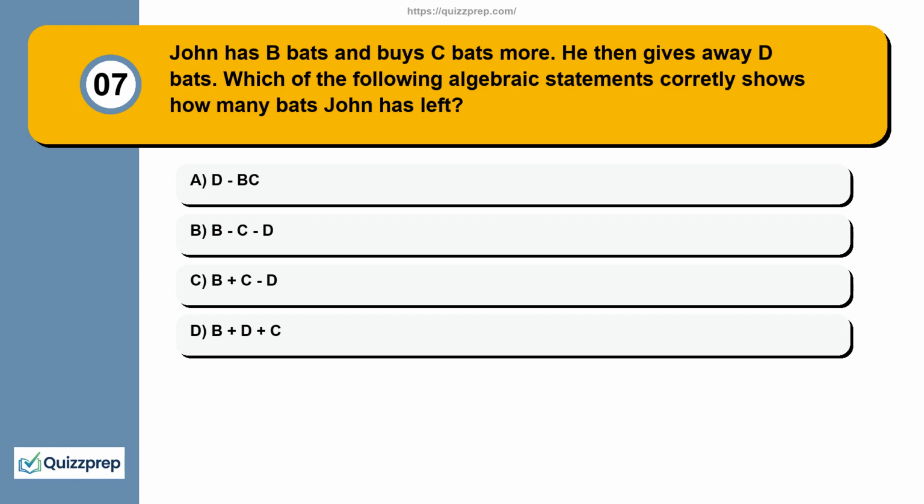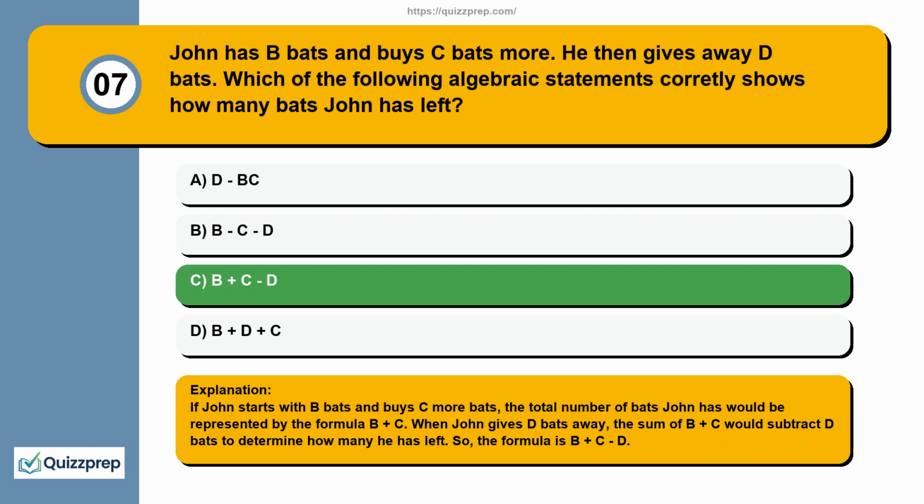Question 7. John has B bats and buys C bats more. He then gives away D bats. Which of the following algebraic statements correctly shows how many bats John has left? If John starts with B bats and buys C more bats, the total number of bats John has would be represented by the formula B plus C. When John gives D bats away, you subtract D from the sum of B plus C to determine how many he has left. So, the formula is B plus C minus D.